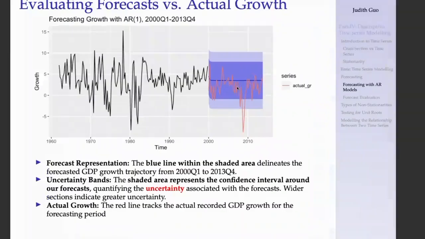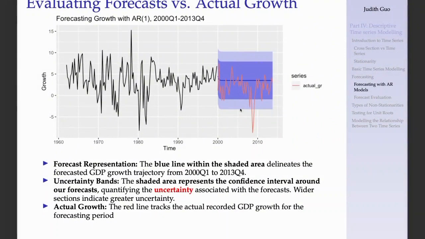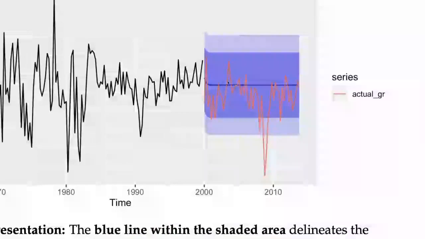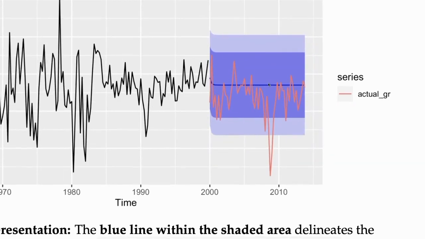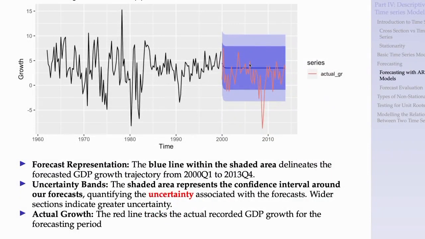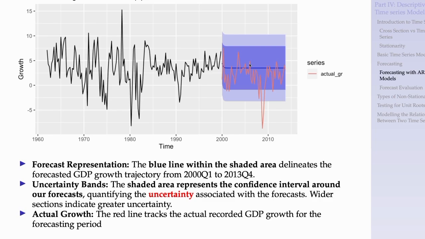So the red line depicts the actual data for our forecast period, and the blue line inside the shaded area is our forecast trajectory, the forecast values for this period. The shaded area represents the uncertainty. Remember, these are all estimated values. We use the alpha hat naught and alpha hat 1 to compute the feasible forecast. Anything that is estimated must come with estimation error, and we can actually calculate the confidence interval. So the shaded area represents the confidence interval.